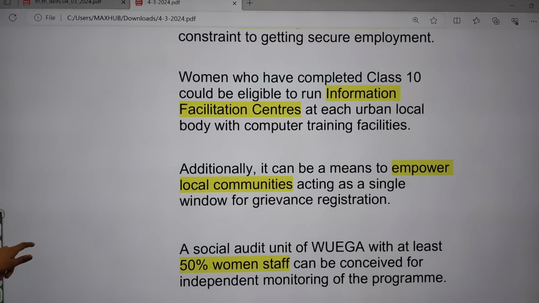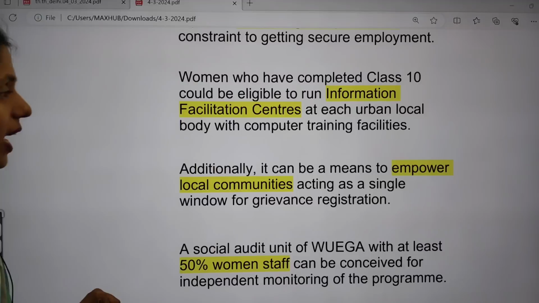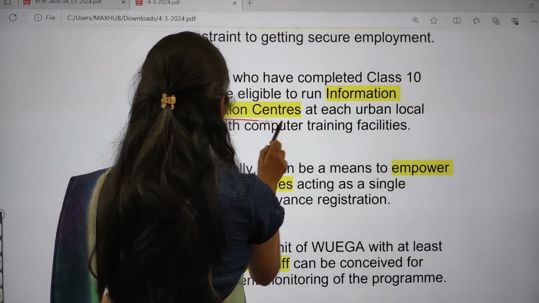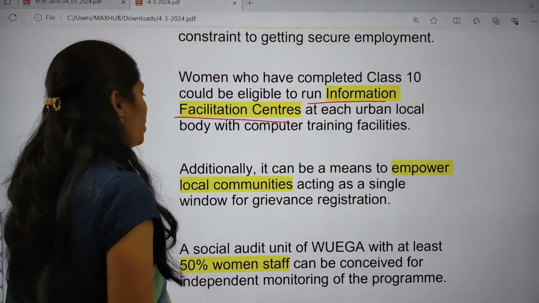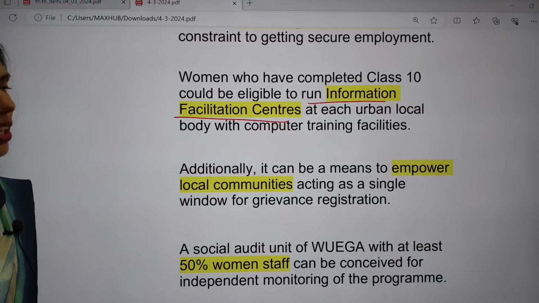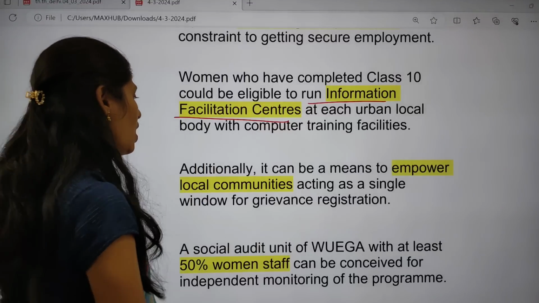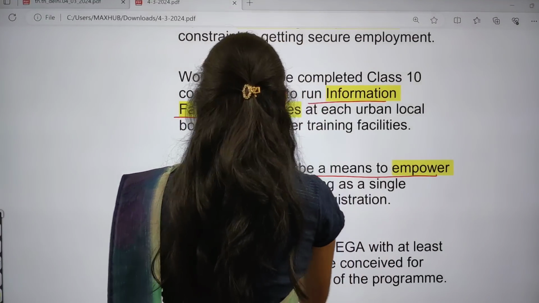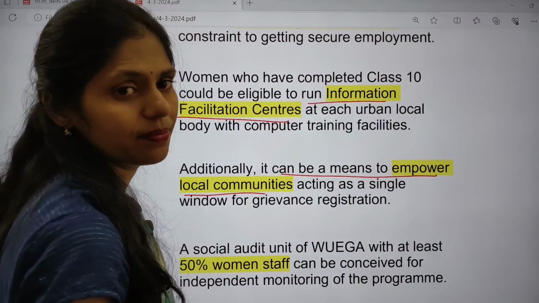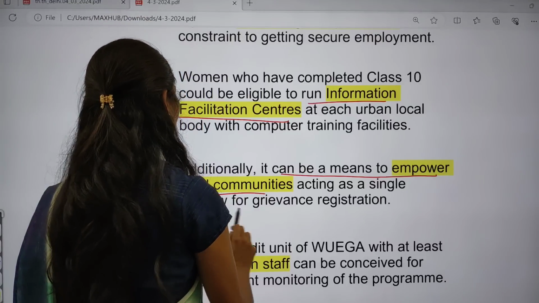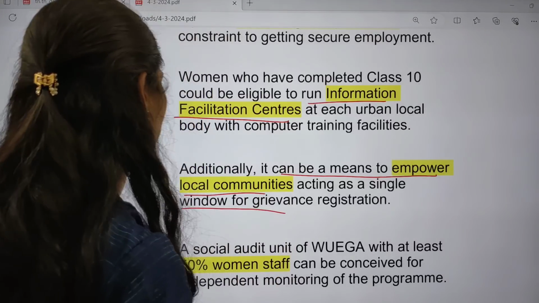Okay, so women who had completed class 10th could be eligible to run even information facilitation centers at each urban local body. So they can also have these computer training facilities. And it can also be a means to empower these local communities, acting as a single window for grievance registration.